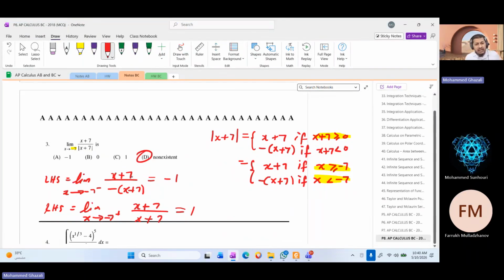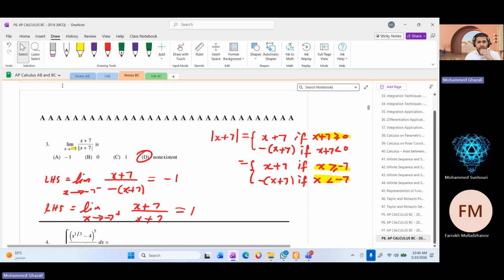Are we good? Look at the types of answers they gave us, including -1 and 1. You can get confused. So remember, whenever you have an absolute value function, you have to redefine the absolute value and then solve. Most of the time with absolute value functions in limit problems, if the limit is to the power positive, meaning from the right, the answer will be 1. If it's to the power negative, meaning from the left, the answer will be -1.